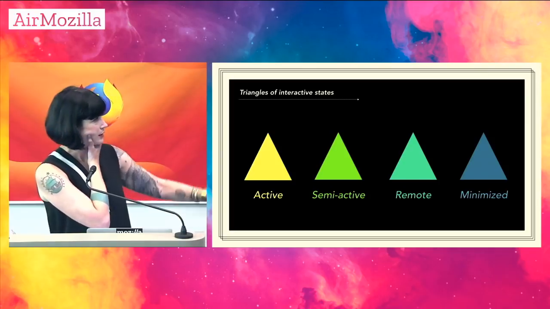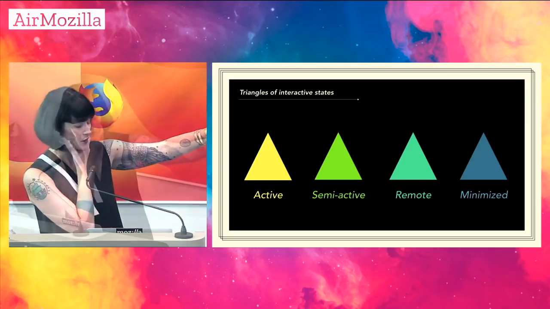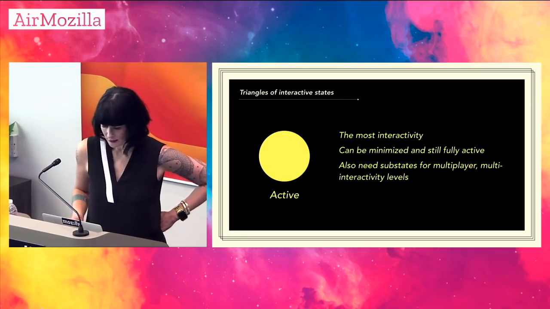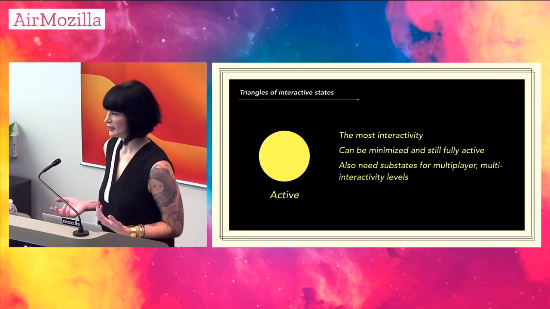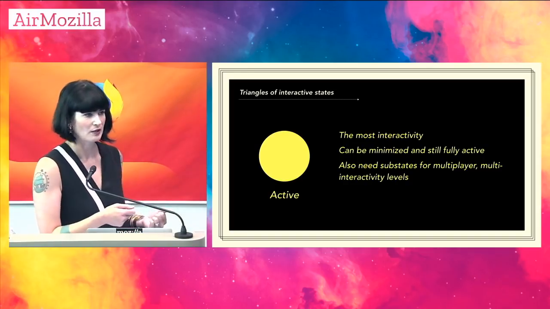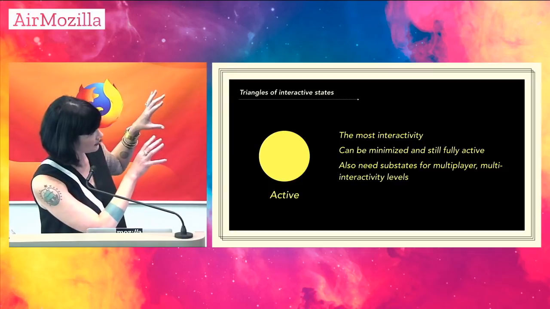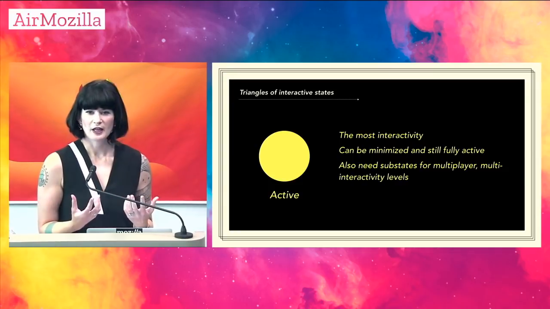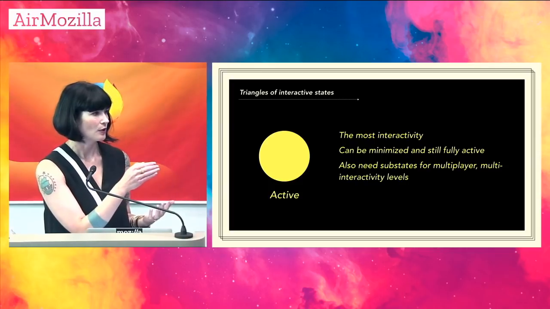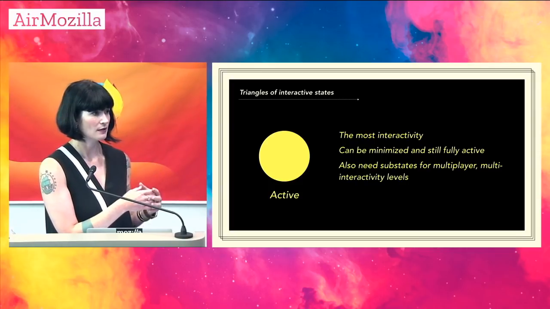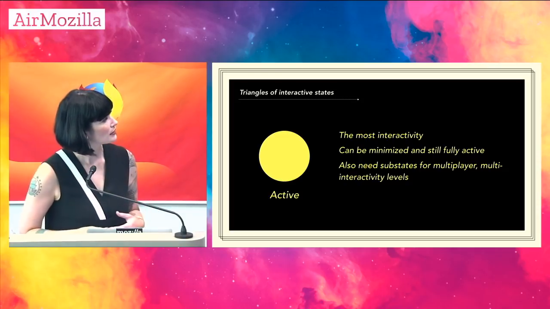So right now we're thinking about them as active, semi-active, remote, and minimized, and I'll go through these as well. If apps are active, they have maximum interactivity. I have my Netflix app on my wall, and I'm interacting with it. I'm hitting the fast forward button. Funnily enough, something could be minimized but still be fully active if I'm hitting next on a music playing app, for example. I'm interacting with it, but it's behind my ear or wherever it is.